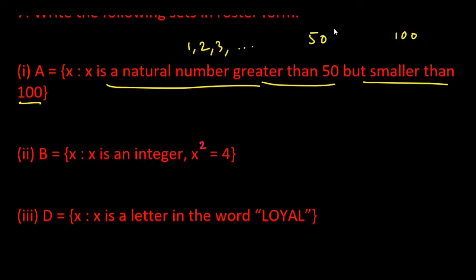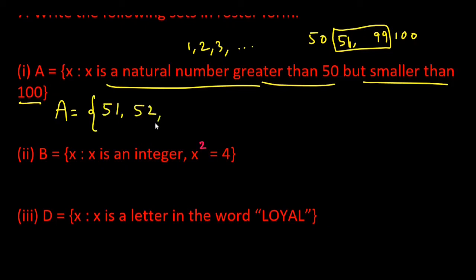So here the numbers should fall between 50 and 100. So we start with 51 and end with 99. So A is equal to, let us start listing 51, 52, 53. Listing all numbers is not possible here. So we will mention, we continue like this and up to 99.